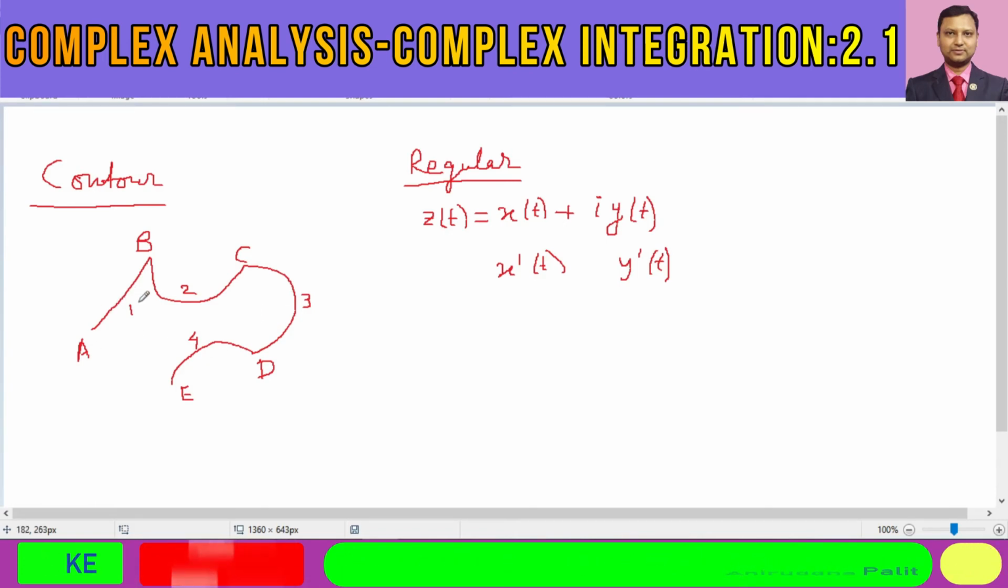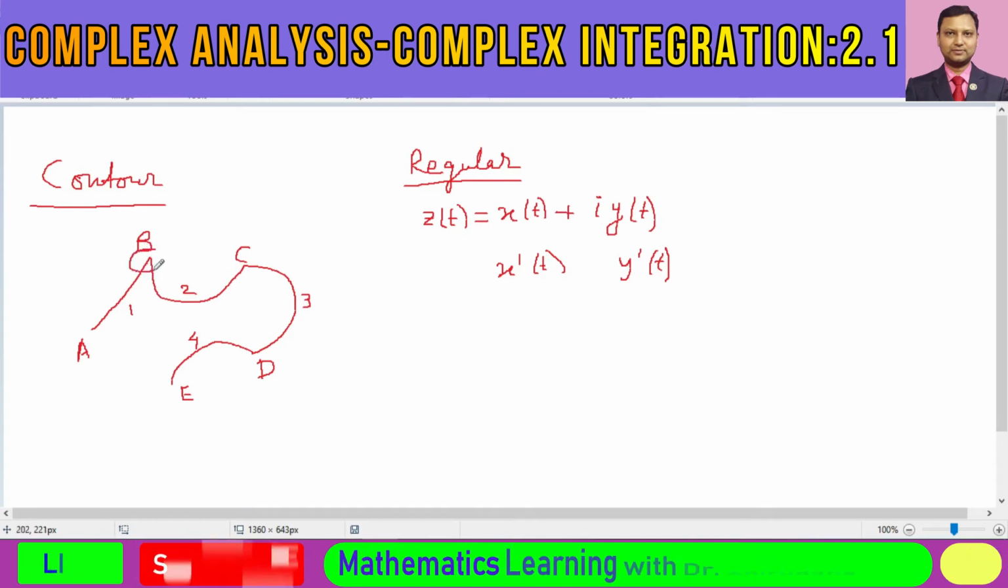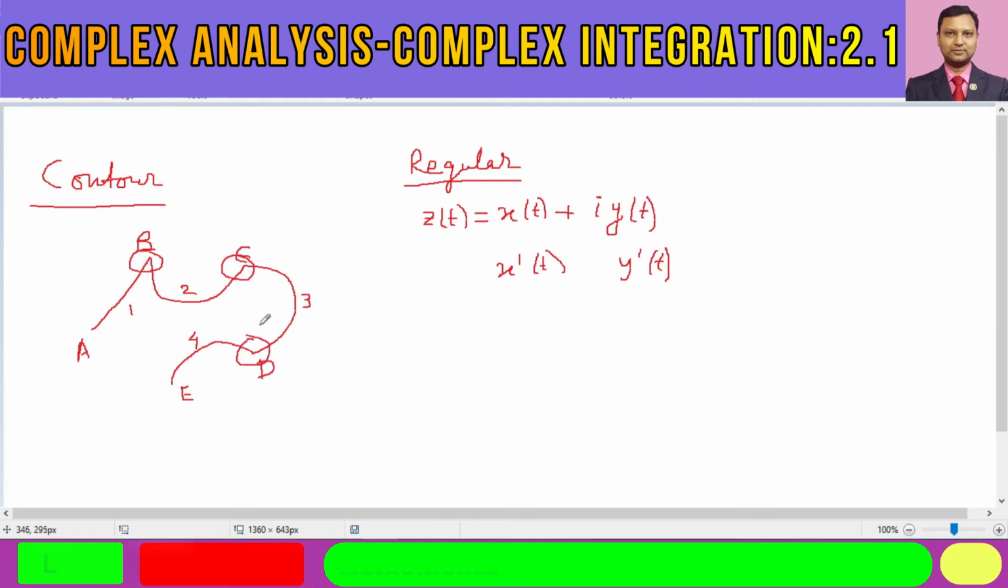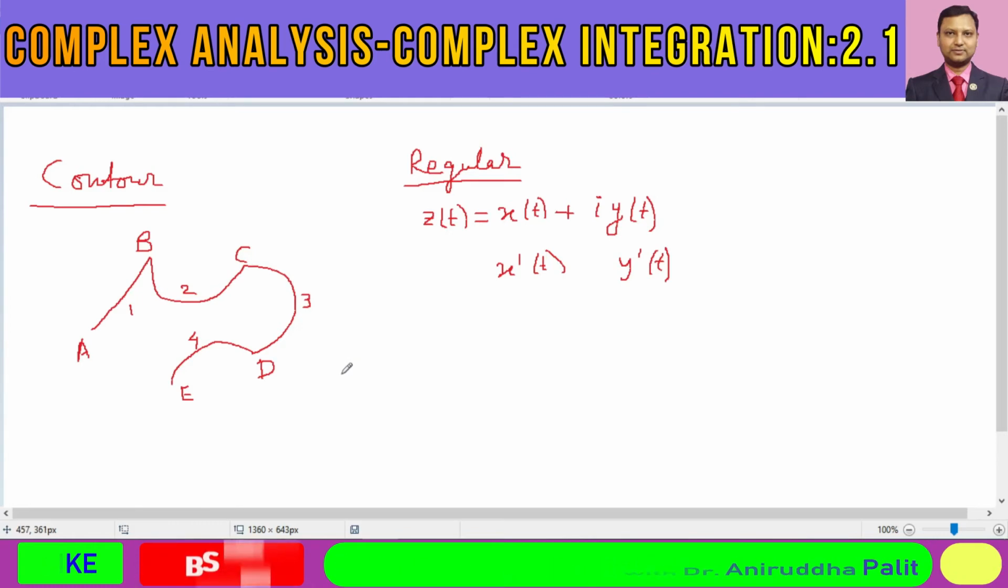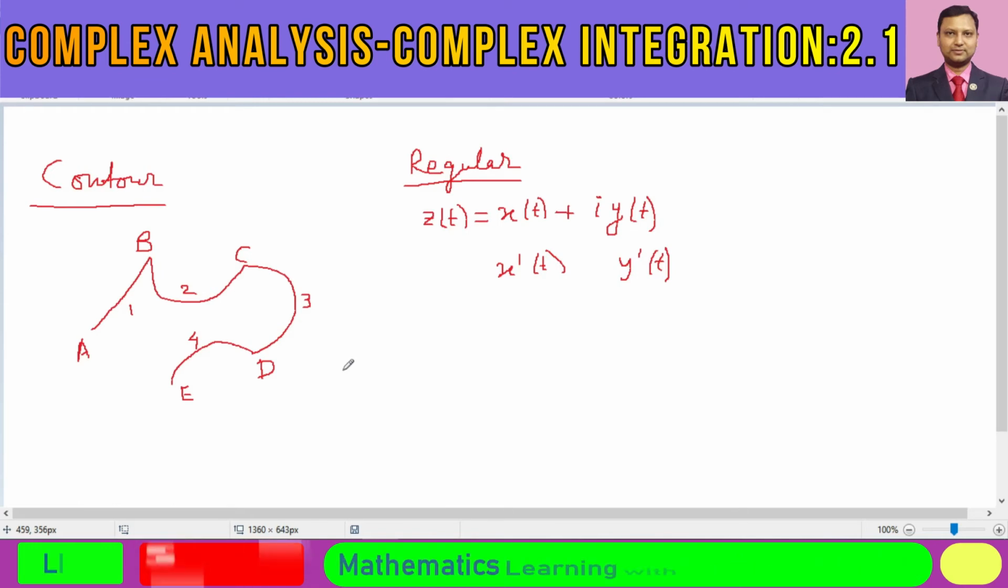So we can consider this entire curve as a finite collection or a finite chain. Why chain? Because they are connected at the point B, then at the point C, then at the point D. That's why we are calling them a chain. So this is actually a finite chain or a continuous chain of regular arcs. This kind of arcs are called a contour.